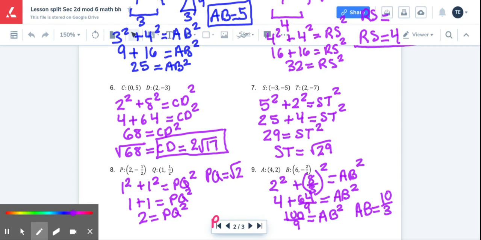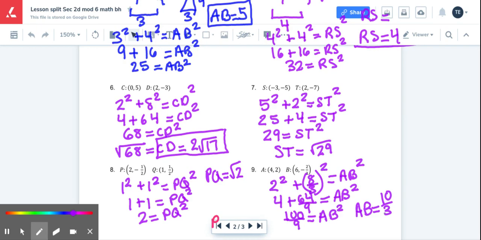Okay, check your answers. Number 6, you should have got 2 square roots of 17. Number 7, you should have got ST equals the square root of 29. Number 8, you should have got PQ equals the square root of 2. And number 9, you should have got AB equals 10/3.